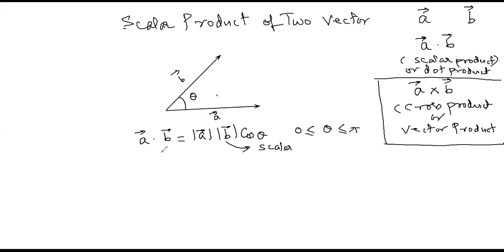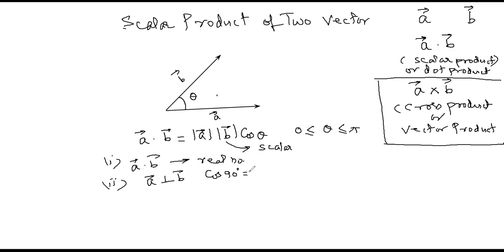Number one, A dot B means the scalar product of two vectors. It will give you what? A real number. Number two, if theta is equal to 90 degree, that is, if A is perpendicular to B, then cos theta is cos 90 degree, and cos 90 degree is equal to 0.